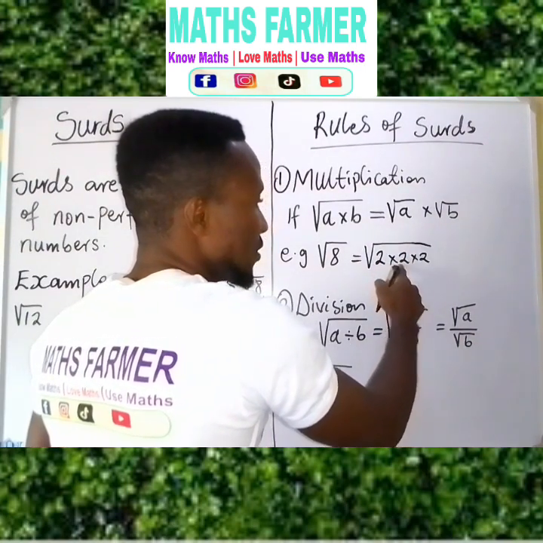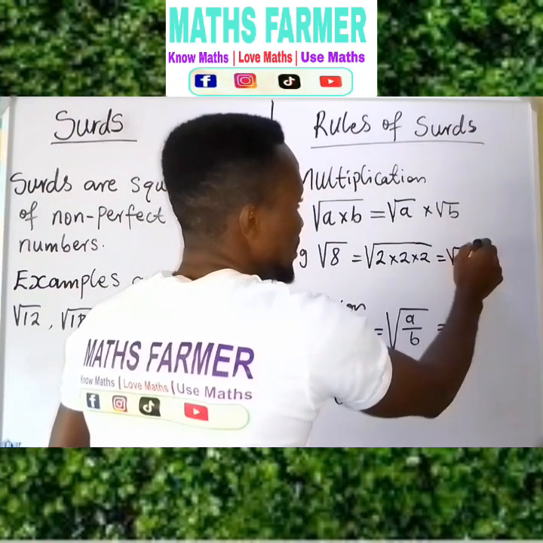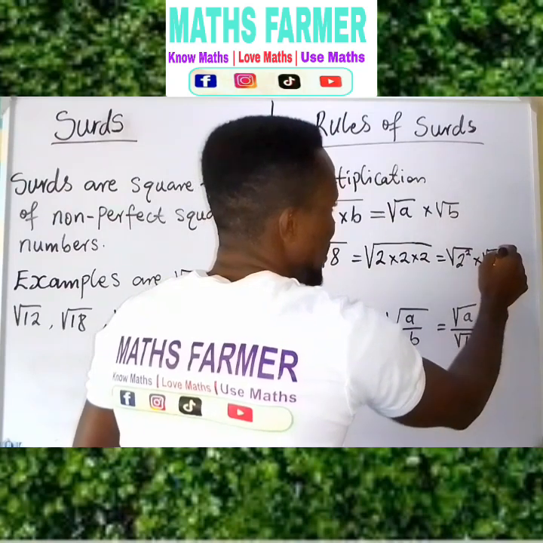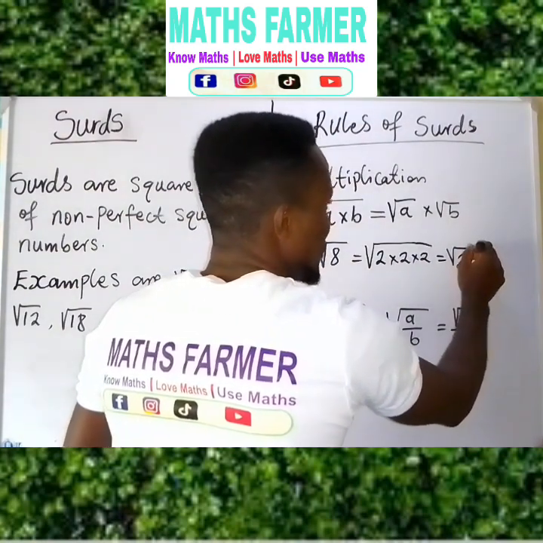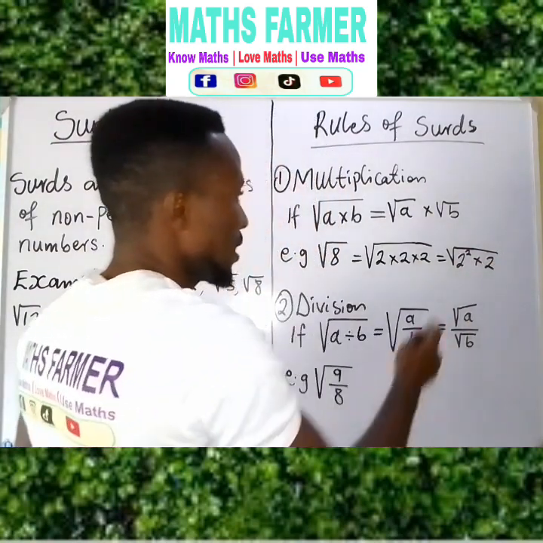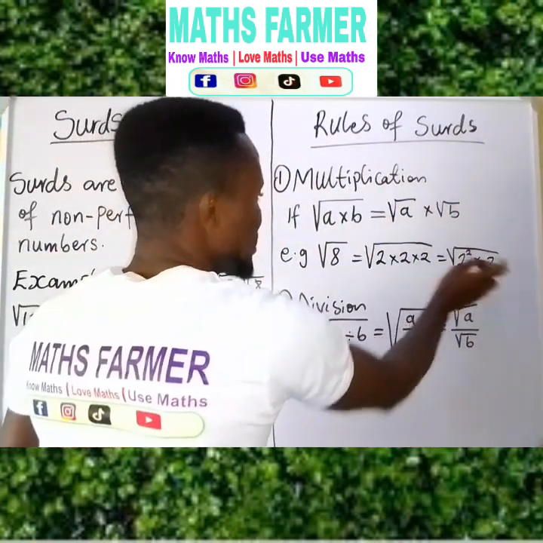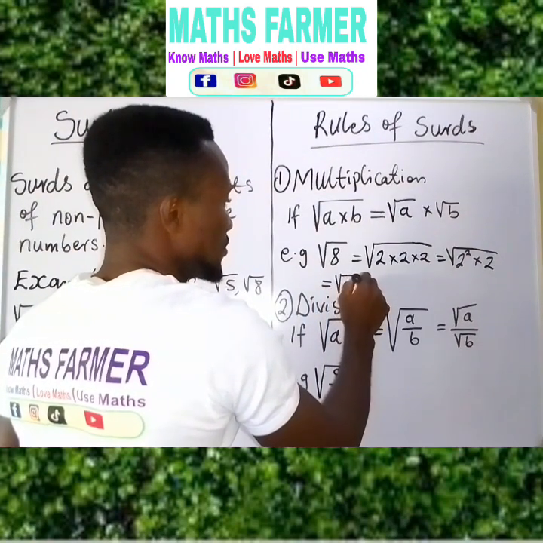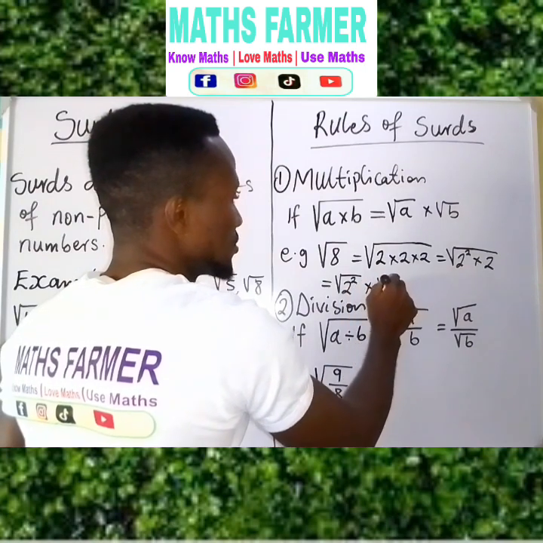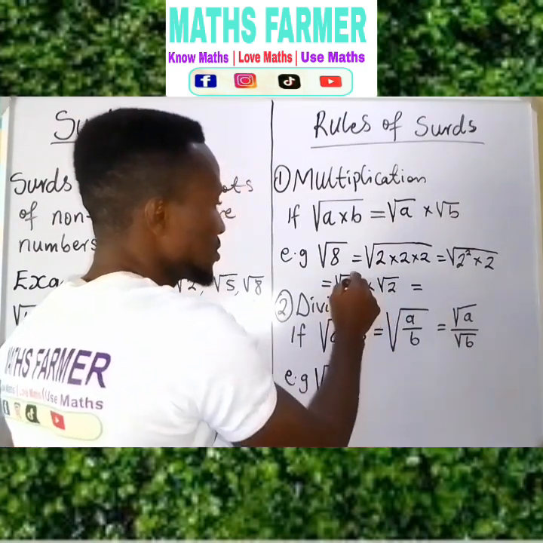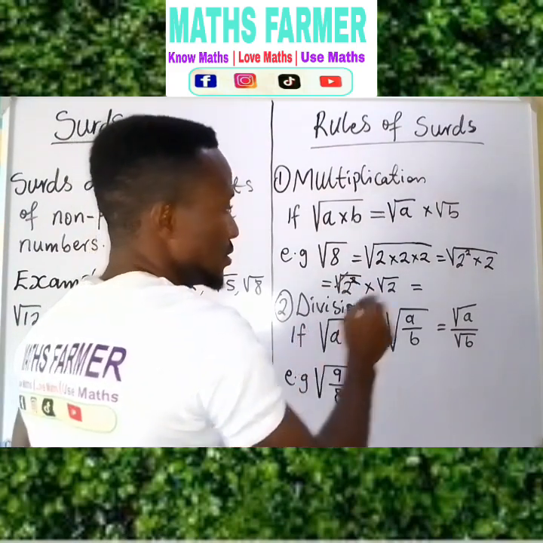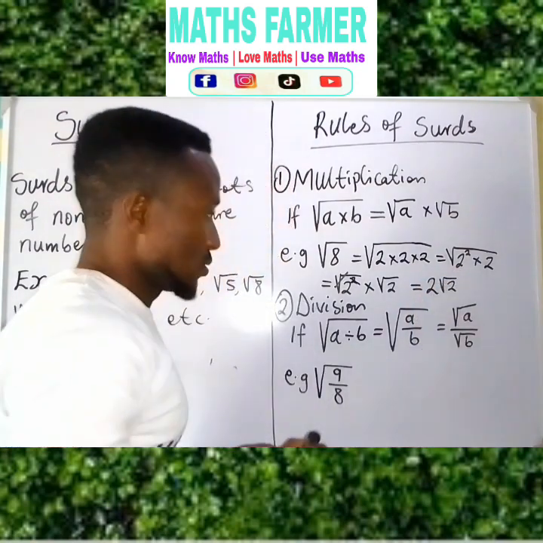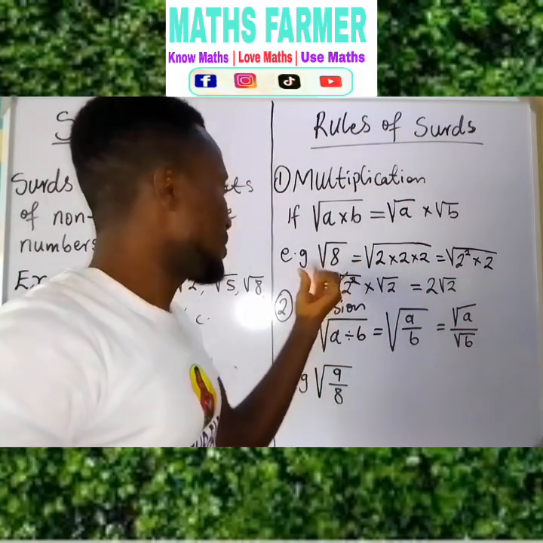This 2 times 2 is 4, times 2. So this is 2 raised to the power of 2 multiplied by 2. Now, we are going to obey the multiplication law here. Separate it. What we are going to have is the square root of 2 squared, collect your own square root, then root 2, collect your own. Now, you know in mathematics, square cancels out square root. So what we now have is 2 root 2. This is the simplest form of root 8.